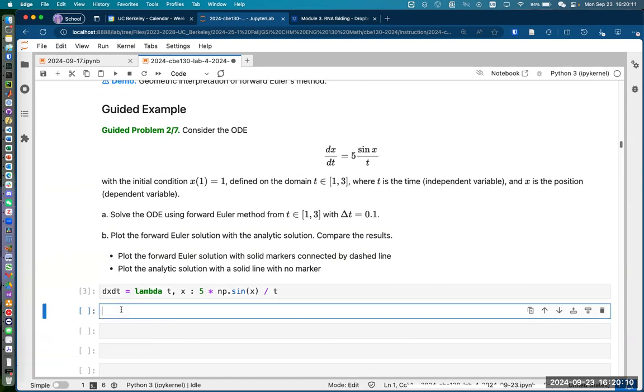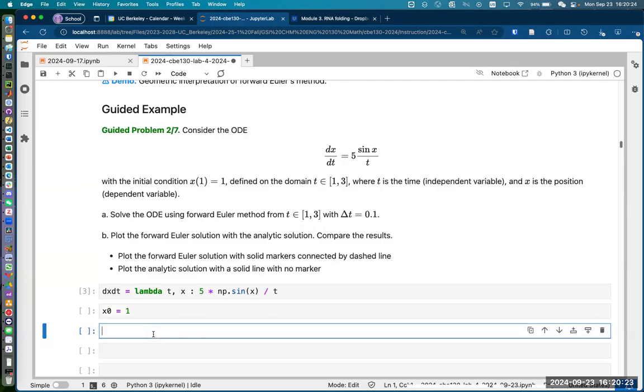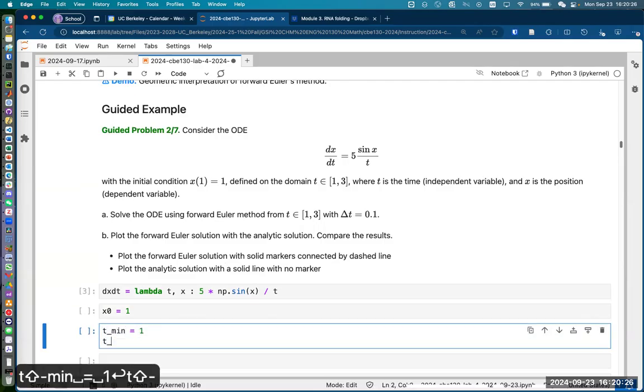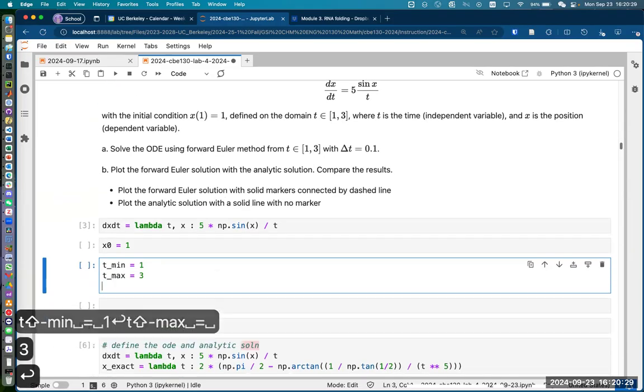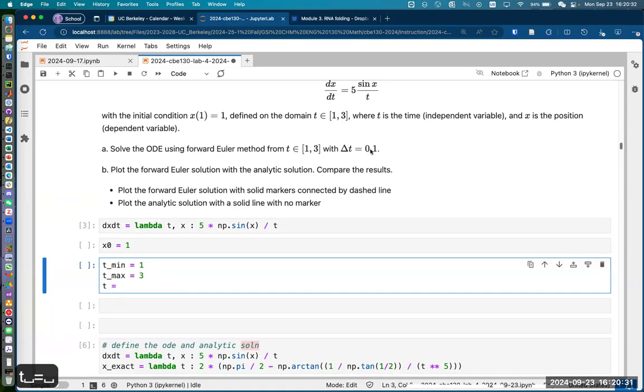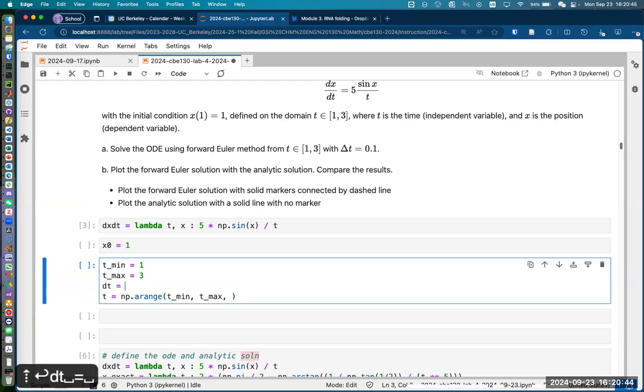We have the initial condition x of 1 is 1. So we can say x0 is equal to 1, on the domain of t in 1 to 3. Let's say t minimum is equal to 1, t maximum is equal to 3. And we can define t as, since we have given a step size of 0.1, we can use np.arange, starting from t minimum, ending at, but not including, t maximum, at the step size. So we can define dt as 0.1. So the step size is dt.